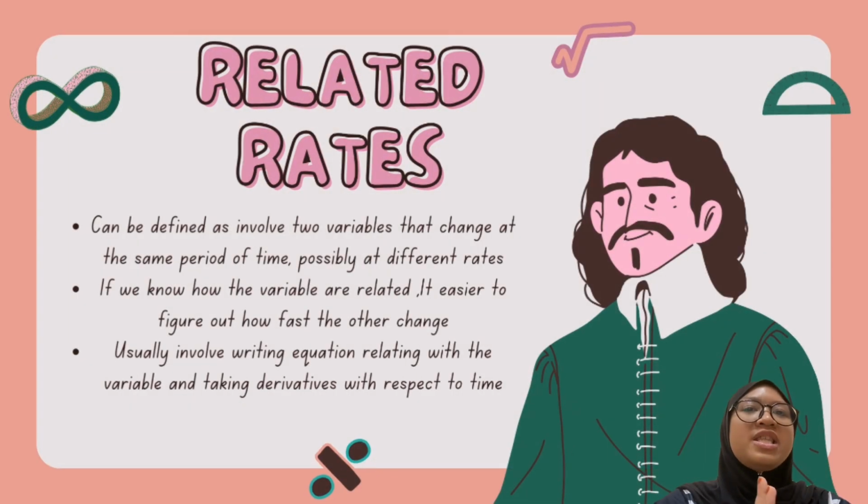Next, related rates. Related rates involve two variables that change at the same period of time, possibly at different rates. If we know how the variables are related, it's easy to figure out how fast the other changes. Usually, it involves writing an equation relating the variables and taking the derivative with respect to time.